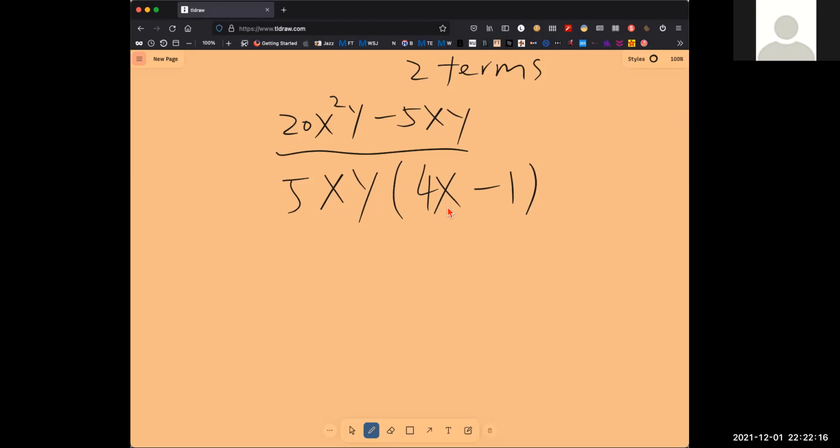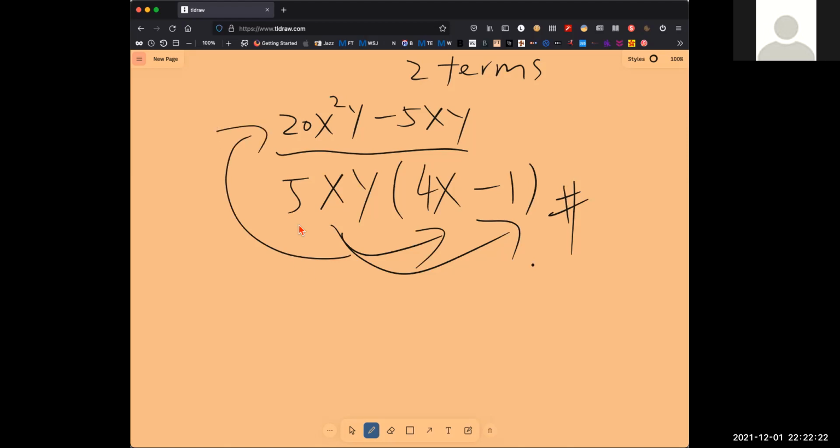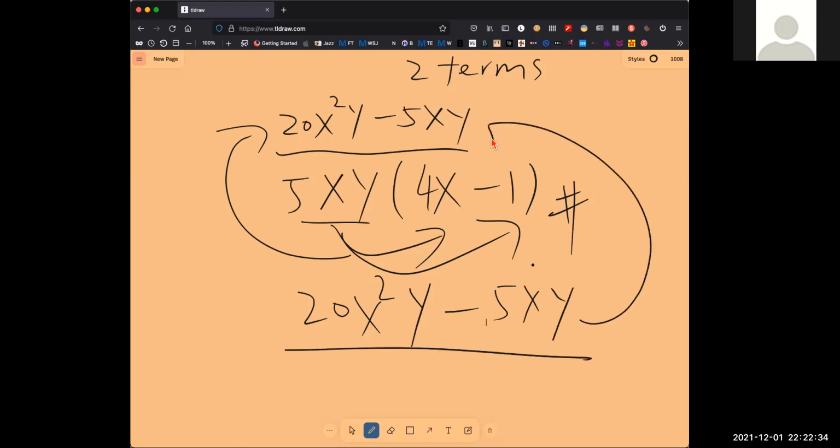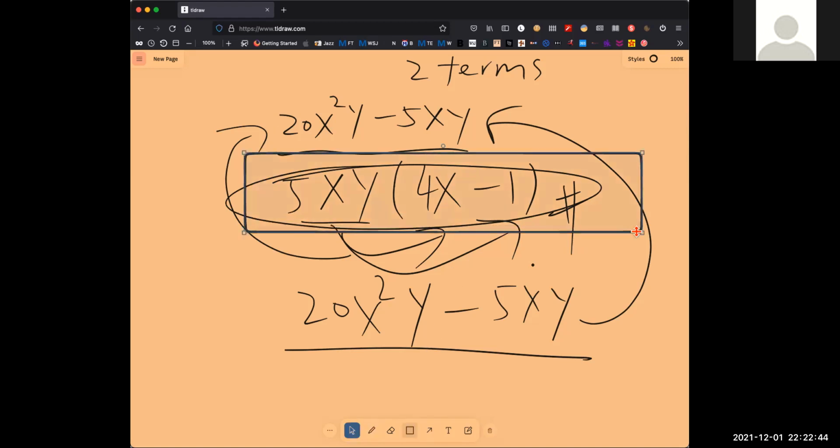You can actually test yourself. How? Open it up and see if you can get back the original. So 5xy, 4x: 5 times 4, 20, x times x squared, y. Then this minus 1, same thing, 5xy. Do you get the original? Yes, you get back the original. That means this answer is correct already. So that's how you can check your answer before your teacher marks it for you.